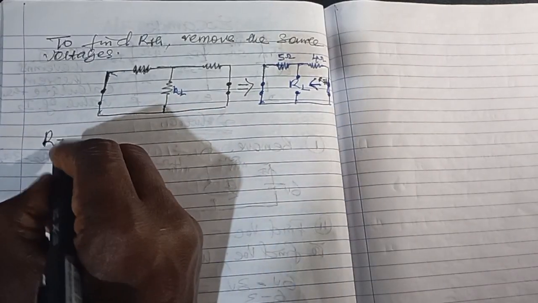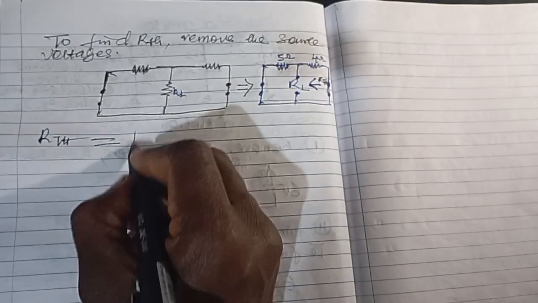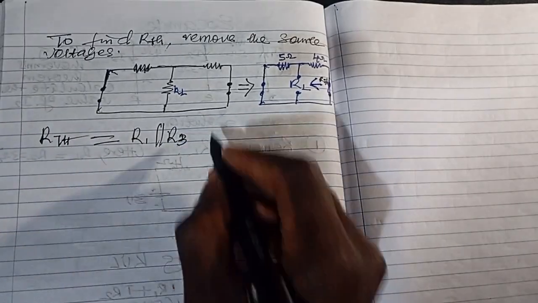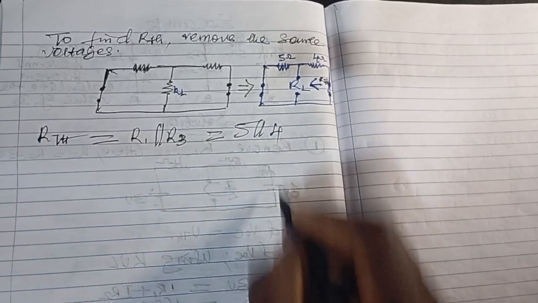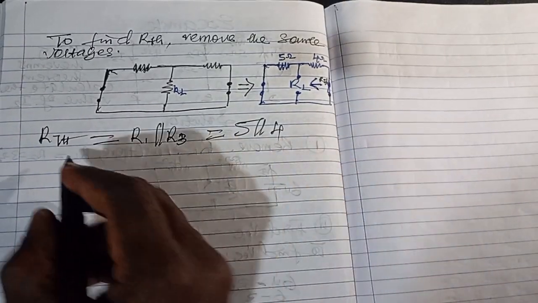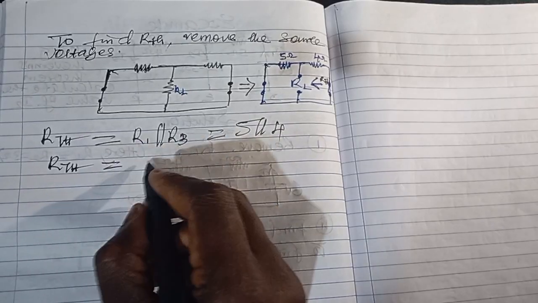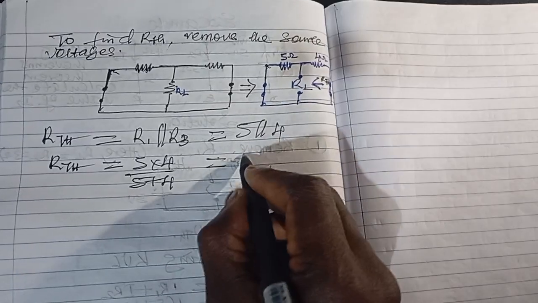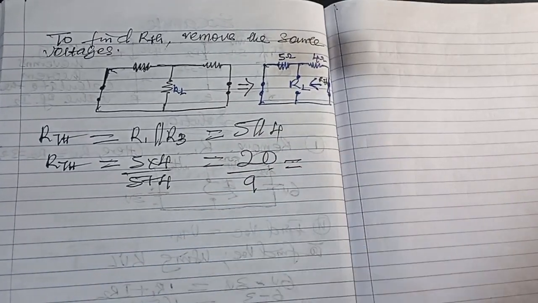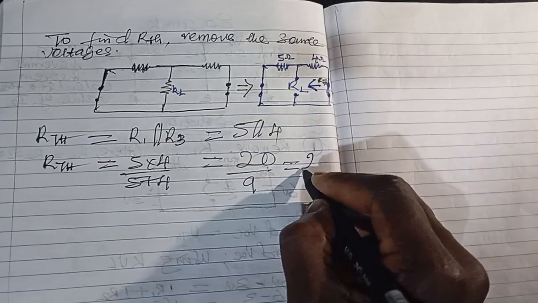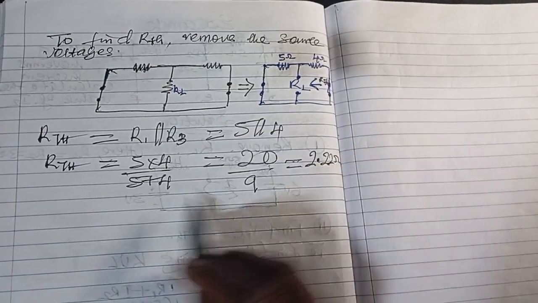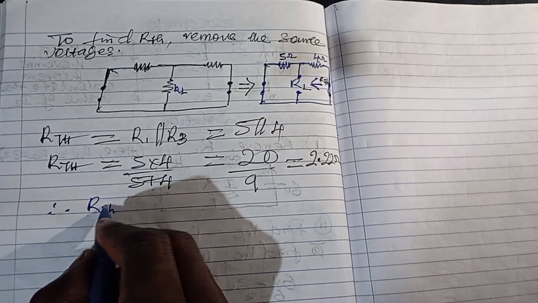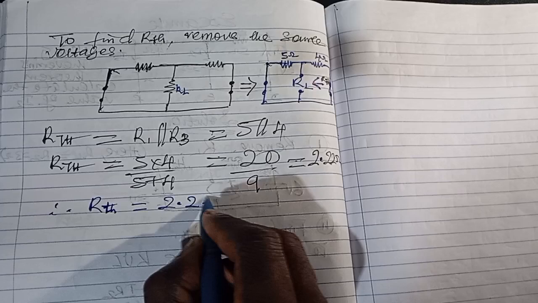RTH now will be equal to R1 parallel R3, which is 5 parallel 4. For resistors in parallel, RTH will be 5 multiplied by 4 divided by 5 plus 4. This will give us 20 divided by 9, which is 2.22 ohms. Therefore, RTH is equal to 2.2 ohms.